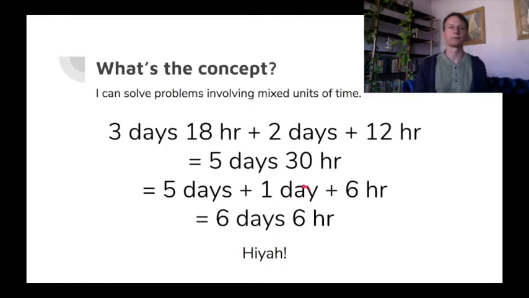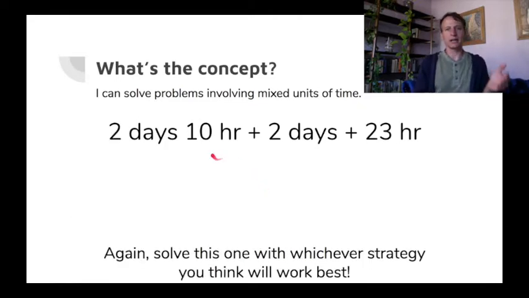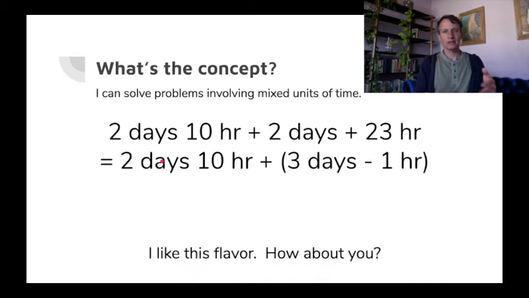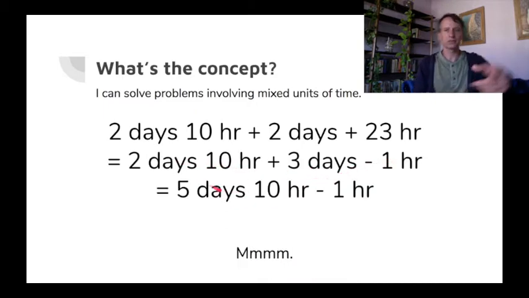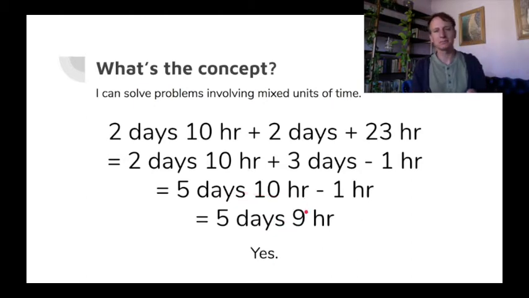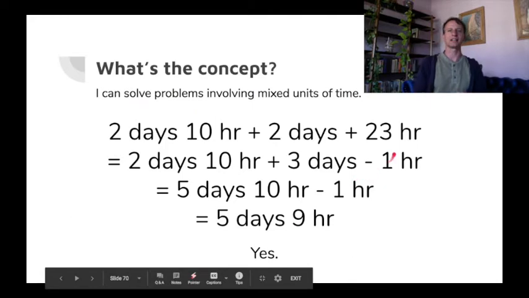Yeah, great. Now do it with this one. See, now when I look at the 23 here, rather, I think 24, that's why I said that, then I'm like, this is practically 3 days. So wouldn't it be easier to add 3 days and then pull that extra hour back out? So, you know, it's just an hour short of 3 days. So it's 5 days, 10 hours, pull that extra hour back out. 5 days, 9 hours. Tasty good, yes.